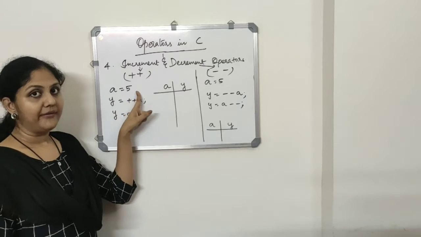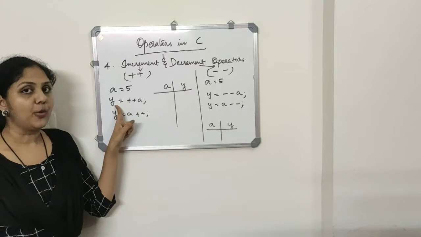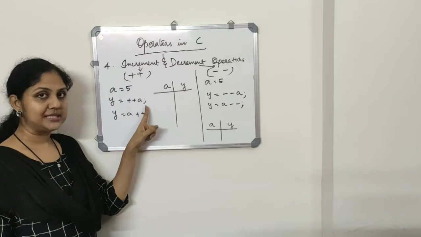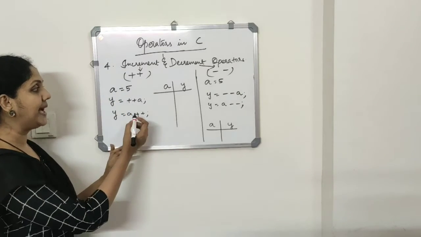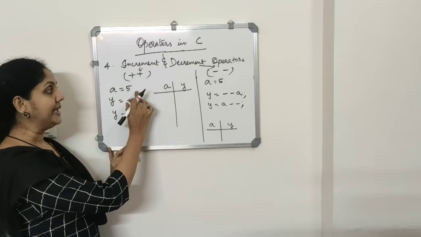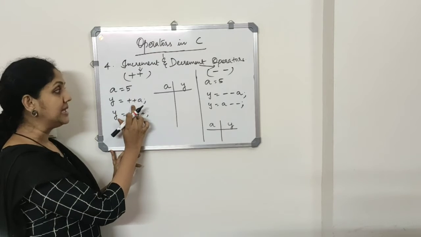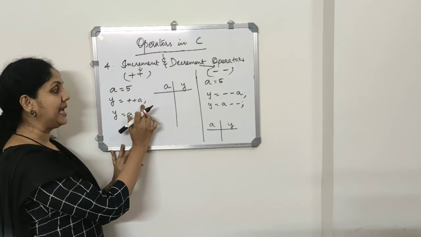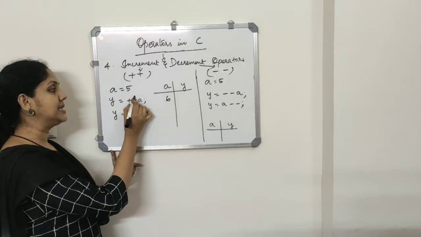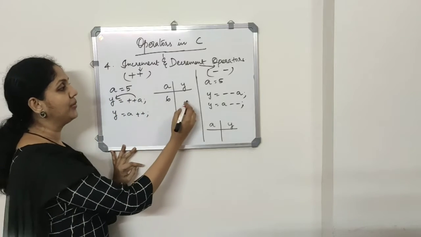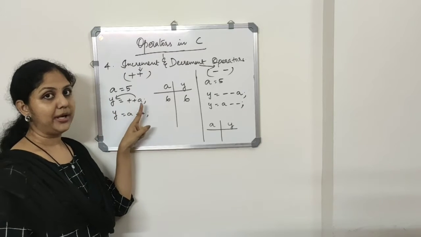Suppose A is equal to 5. I have initialized the variable A with a value 5 and I am giving this operation: Y is equal to plus plus A. So what will happen? We all know that plus plus A means increment A by 1. So the value of A will become 6, right? Value of A will be 6 now and this 6 will be assigned to Y. So now the value of Y will also become 6. Y equal to plus plus A. This is the pre-increment operator.